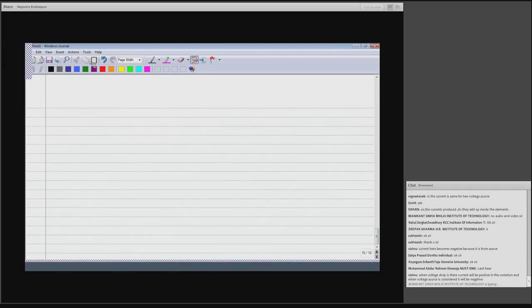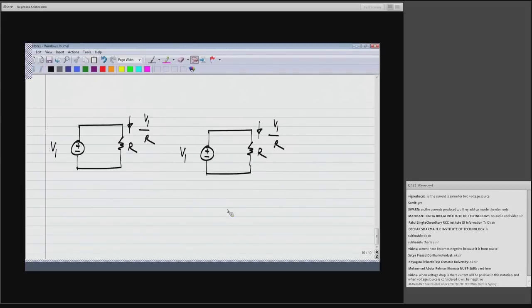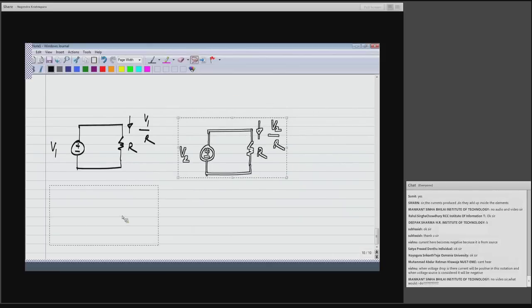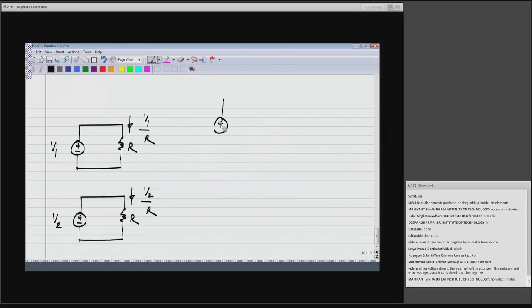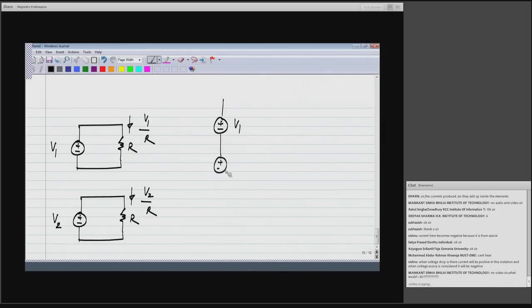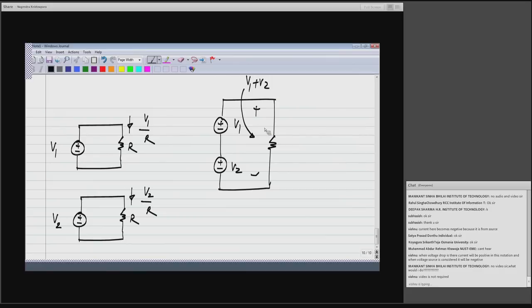Similarly, if I have a voltage V2 applied across a resistor, the current will be V2 by R, and if I have V1 and V2 in series applied across the resistor, the voltage across the resistor will be V1 plus V2. And the current through the resistor will be V1 plus V2 divided by R, which is V1 by R plus V2 by R. The voltage across the resistor here is V1. The voltage across the resistor here is V2.